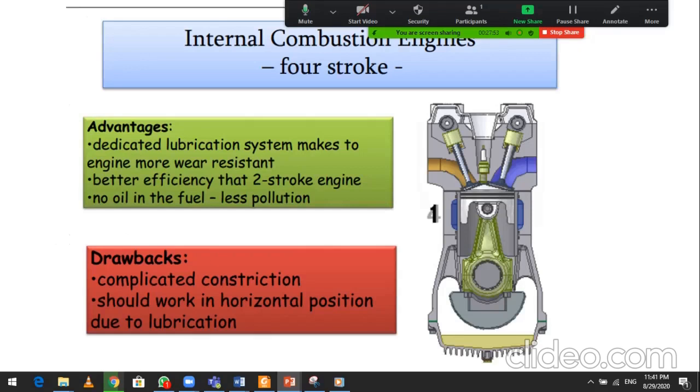If you are using a four-stroke engine, the advantages are: a dedicated lubrication system makes the engine more wear resistant; it is more efficient than the two-stroke engine; and there is no oil in the fuel, so less pollution. We will discuss the two-stroke engine after this four-stroke engine. Drawbacks: complicated construction, and it should work in a horizontal position due to lubrication.